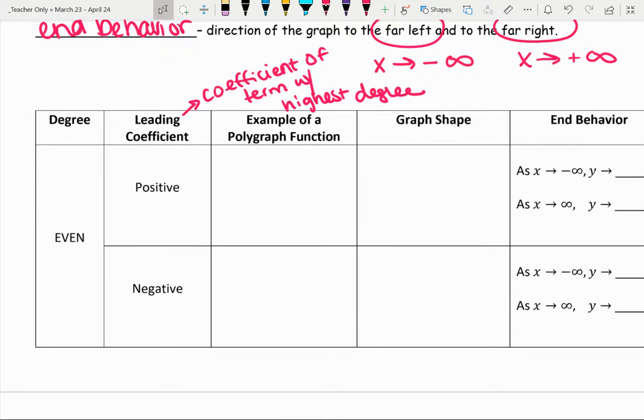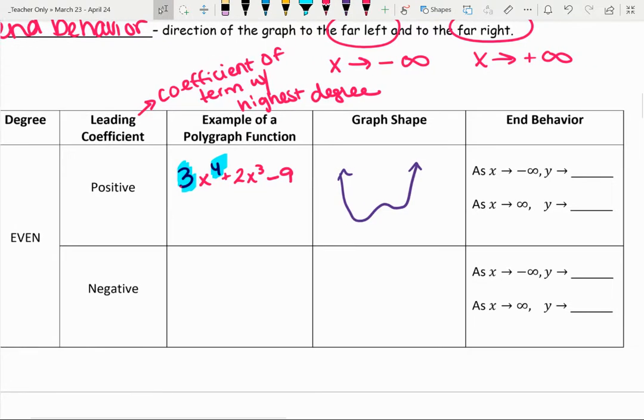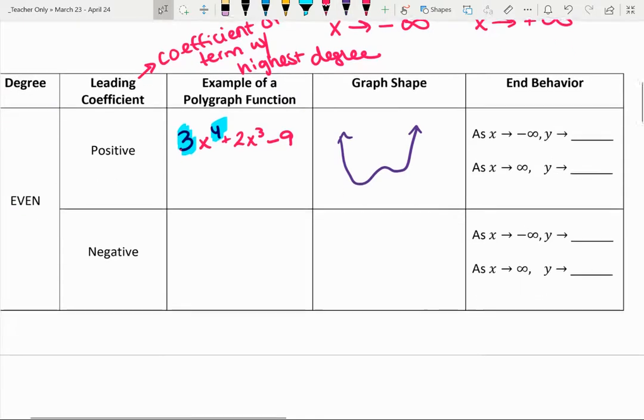So if it is an even degree with a positive leading coefficient, so something like 3x to the fourth plus 2x squared minus 9, that has a highest degree of 4, so it's even, and its leading coefficient is positive there. This graph might look something like this, but the key here is that when we have an even degree, the ends are always going to go in the same direction.